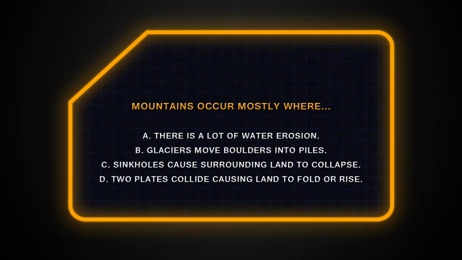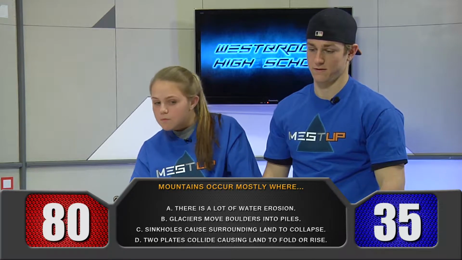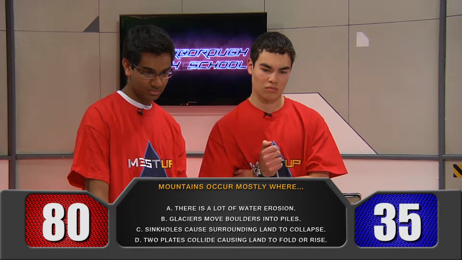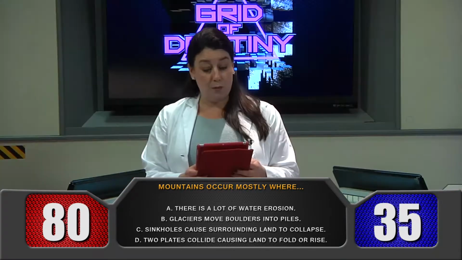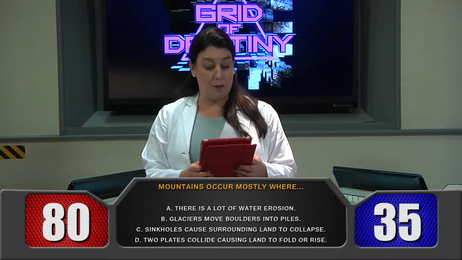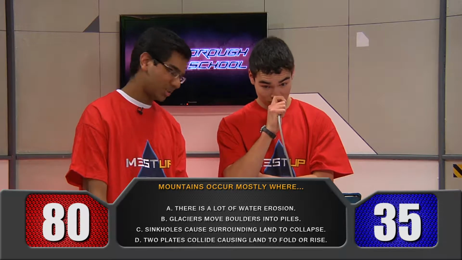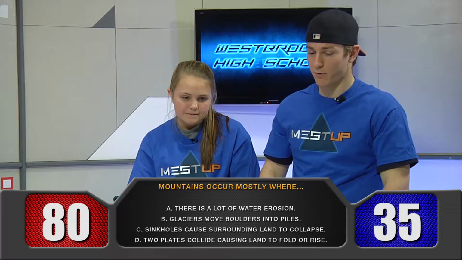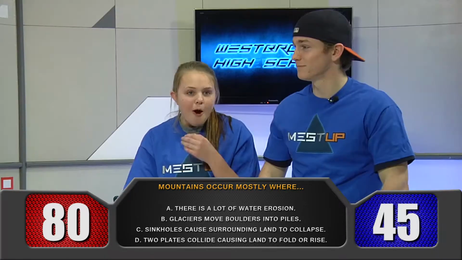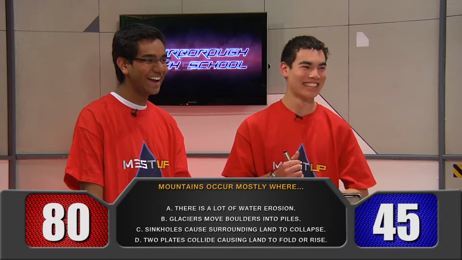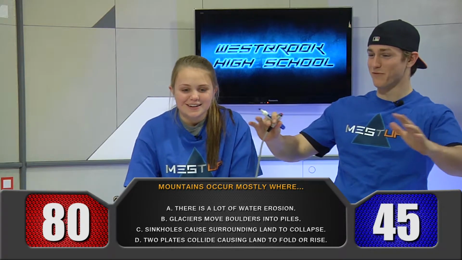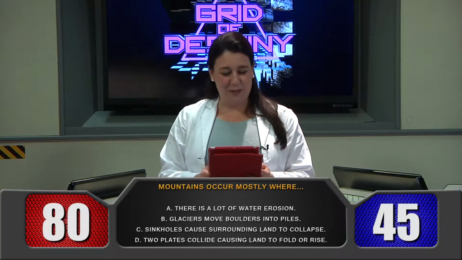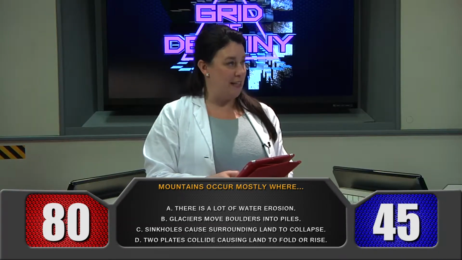Science for 10. Mountains occur mostly where? A, where there is a lot of water erosion. B, where glaciers move boulders into piles. C, where sinkholes cause surrounding land to collapse. Or D, where 2 plates collide, causing land to fold or rise. Blue team, this one's a shout out to Ray Stauble. D. That is correct. He always says the plates, the movement, it's the most amazing thing ever. All right, blue team, in honor of your teacher, you get the next choice.